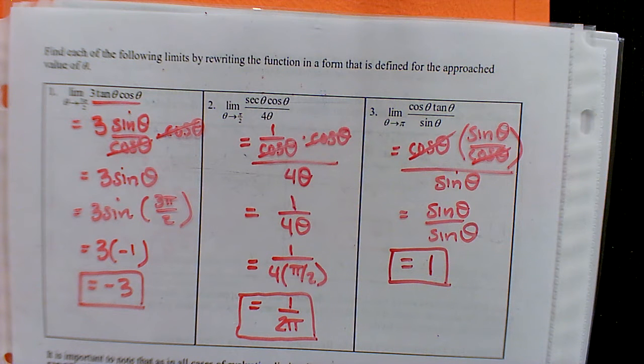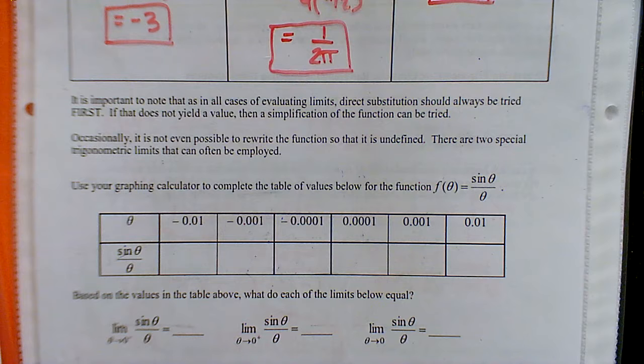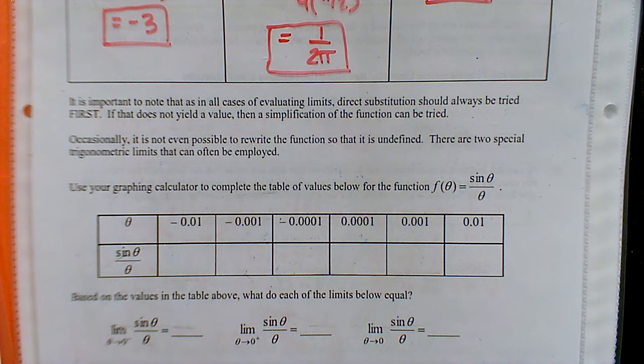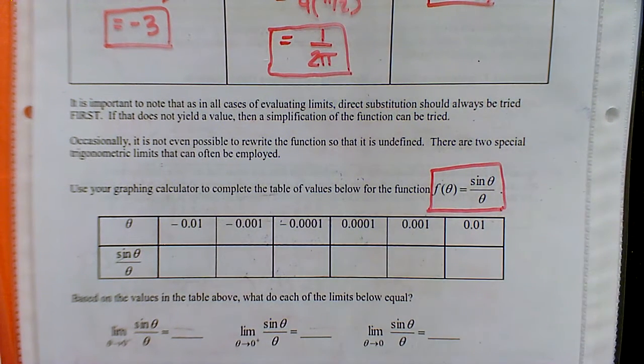Okay? So those are kind of the easier ones. Let's go ahead and take a look at this table of values at the bottom. So we already know direct substitution should always be tried first. Okay, that's always our first step. But we know that sometimes things don't really go the way that we want it to. So let's, for instance, take a look at this special trig function for a second. And we're going to plug in these theta values into our function, and we're going to write out the values that we get from our calculator.